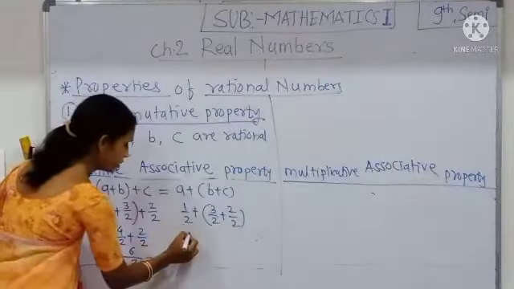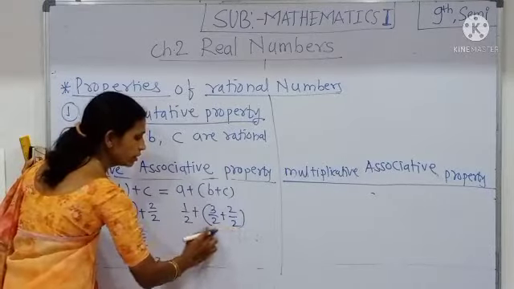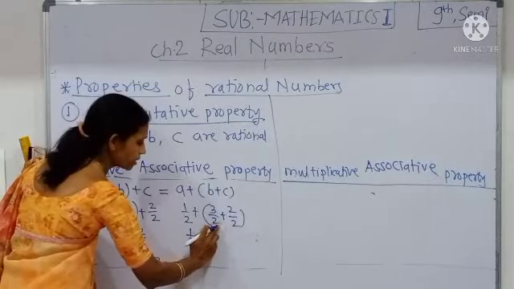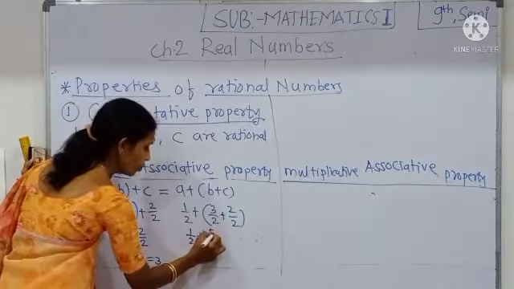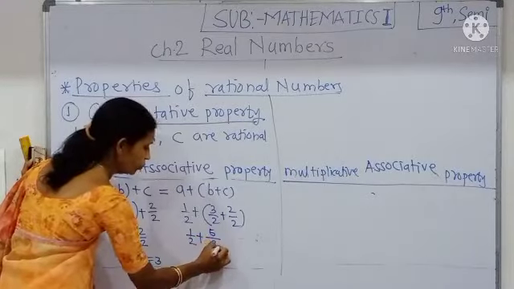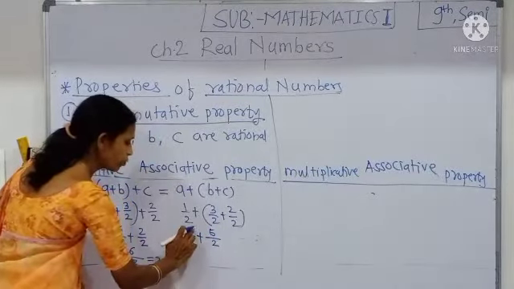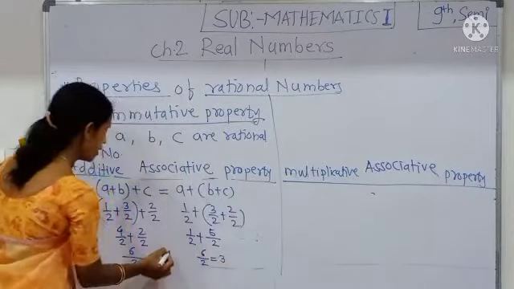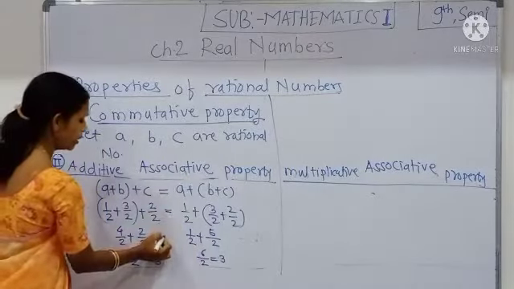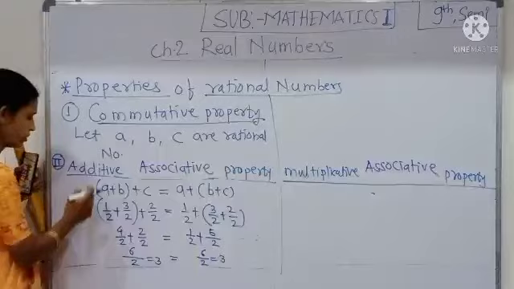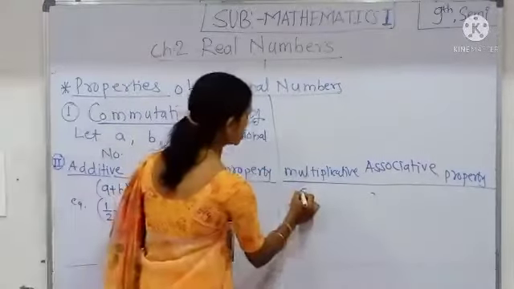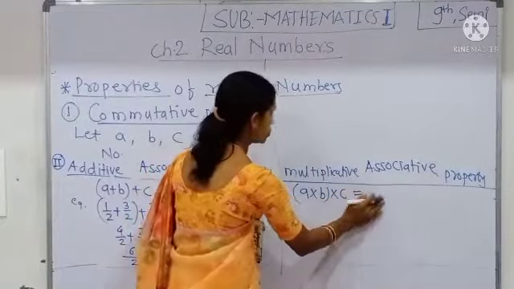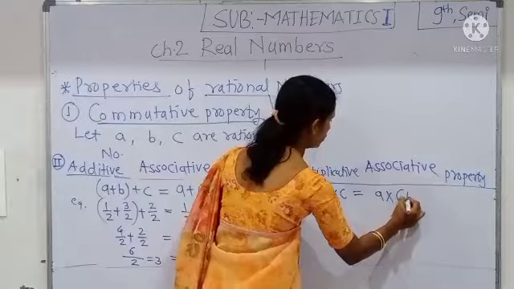As well as here, first of all we have to solve the bracket, therefore here 1 upon 2 plus, here denominators are same, therefore 3 plus 2, 5 upon 2. Here also denominators are same, therefore 1 plus 5, that is 6 upon 2, that is 3. That means here this property gets proved here with the help of example. Here A into B in bracket into C is equals to A into in bracket B into C.